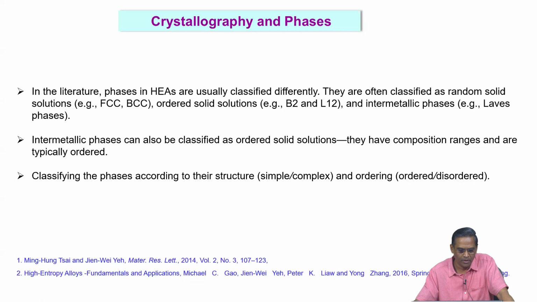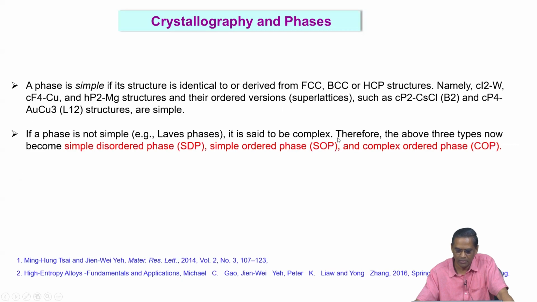A phase is simple if its structure is identical to or derived from FCC, BCC or HCP structures. So you are familiar with these notations, I hope. Suppose I read Cl2W, Cf4, these are all space groups, right? So crystallographic notation for each structure.